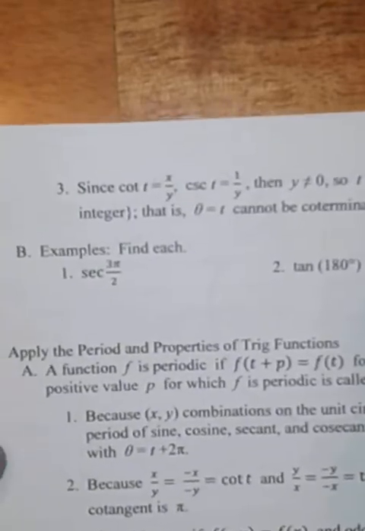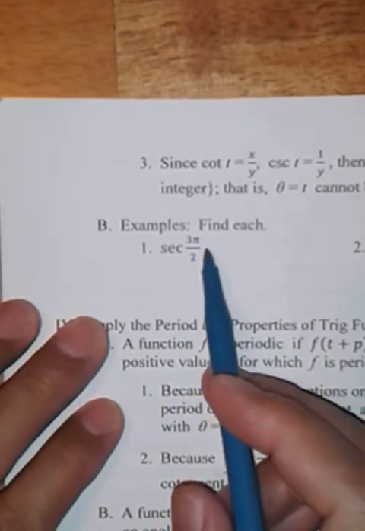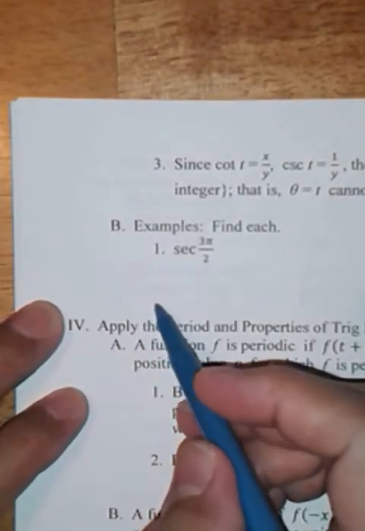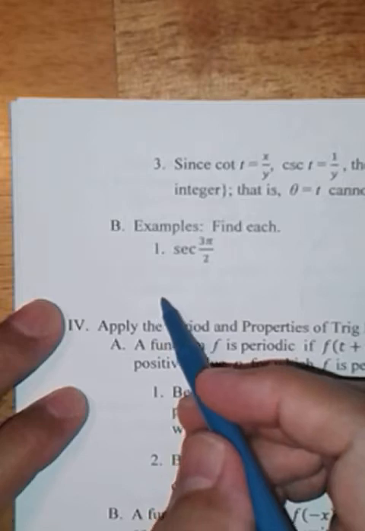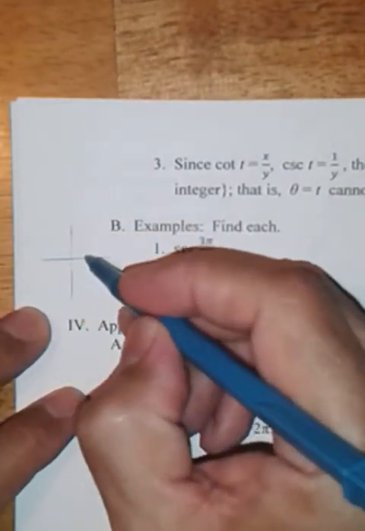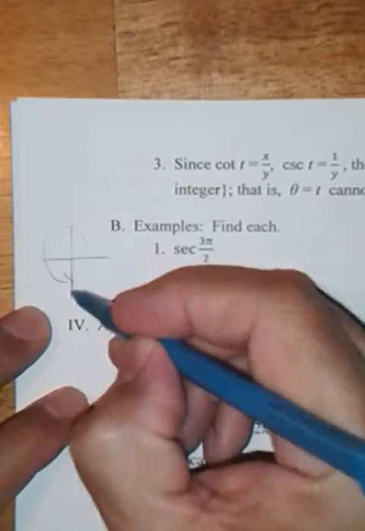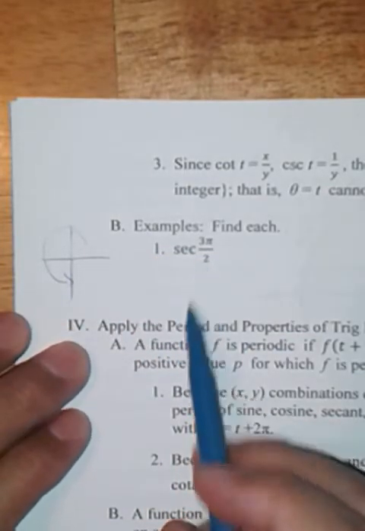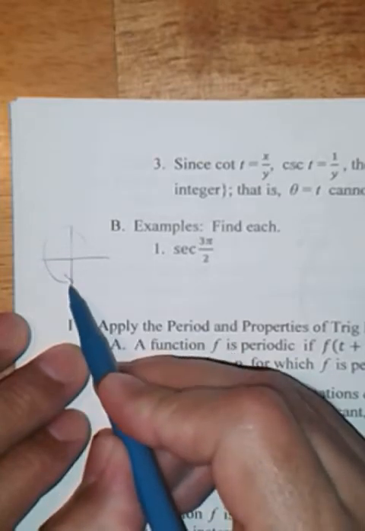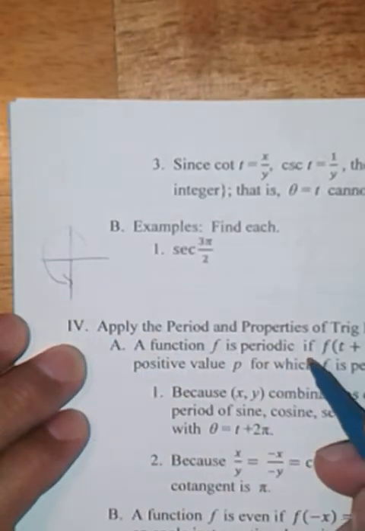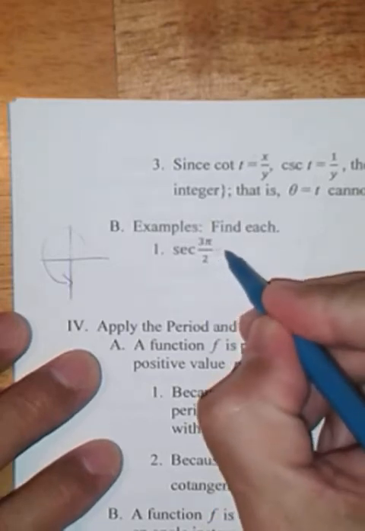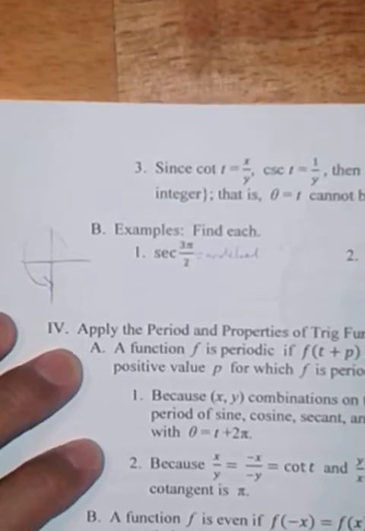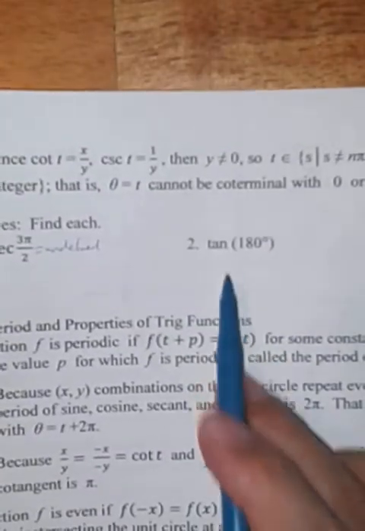Okay, let's check an example of that one. Find the secant of 3 pi over 2. 3 pi over 2 is down here, right? And the secant is the reciprocal of the cosine, which is 1 over x. x is 0 here. This is 0, negative 1. So because x is 0, this is undefined. All right, and I'll let you do number 2.